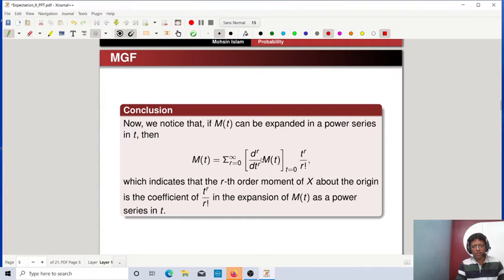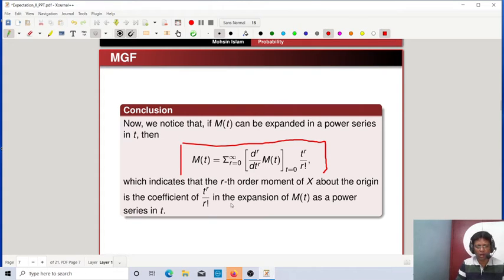This is the power series, which indicates that this is the expression. So which indicates that the rth order moment of x about the origin is the coefficient of t to the power r by factorial r in the expansion of M(t) as a power series in t. So that is the important conclusion: M(t) can be expanded in a power series.